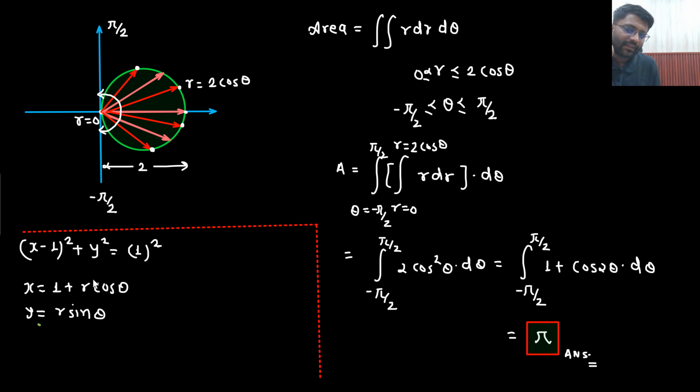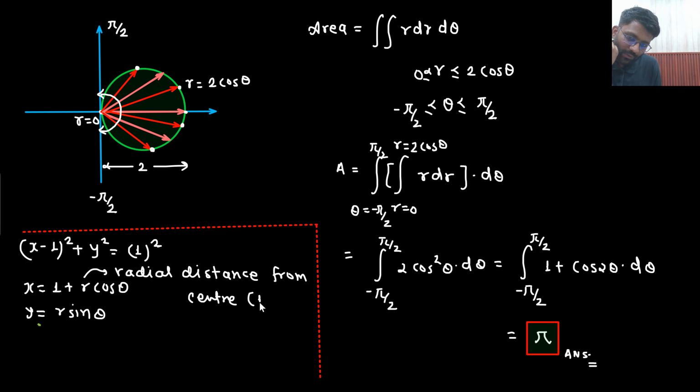This time what is r? This time this r is radial distance from center 1, 0, right? When I am talking about 1 plus r cos theta, this is the center which is 1, 0. That means this is the radial distance r we are taking with the angle theta, right? So theta will go from 0 to 2 pi, and r will go from 0 to 1.